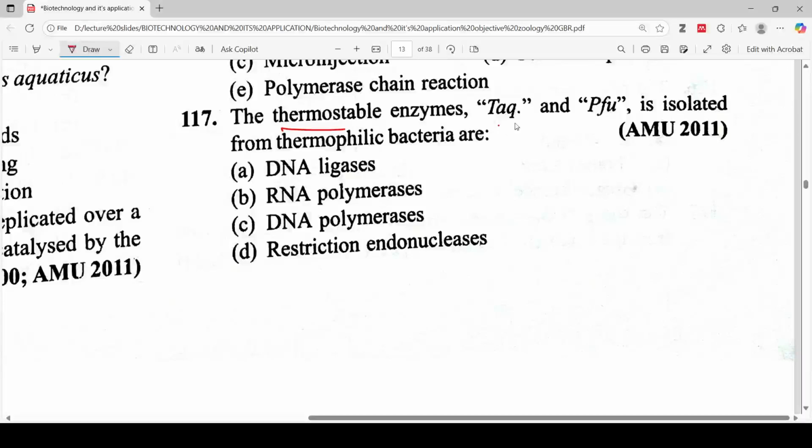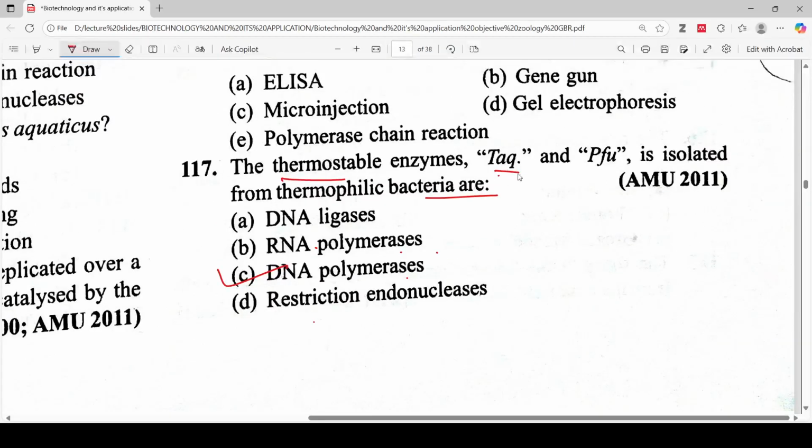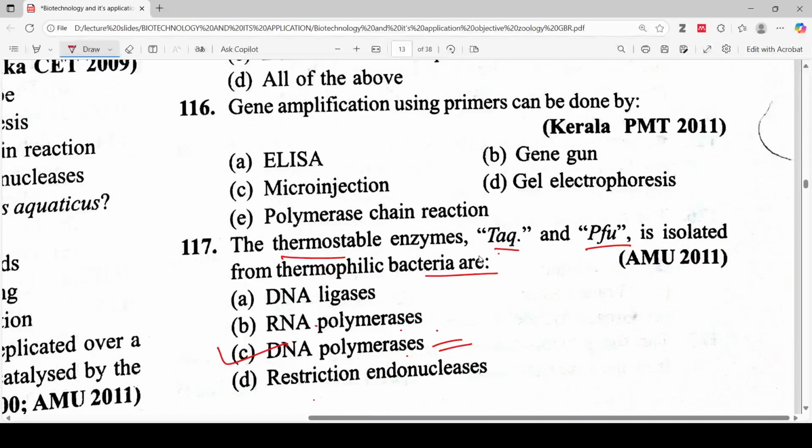The stable enzymes Taq and Pfu isolated from thermophilic bacteria are DNA ligases, DNA polymerases, RNA polymerases, and restriction endonuclease. So the correct answer is option C. So option C, Taq and Pfu are DNA polymerases. Next question: gene amplification using primer can be done by gene gun, electrophoresis, microinjection, polymerase chain reaction. Polymerase chain reaction will be the correct answer.